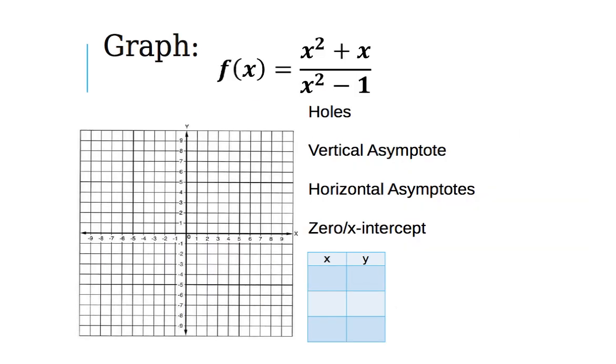All right, we've got one more example for you guys to try out here before moving on to your homework. This one is f of x equals x squared plus x divided by x squared minus 1. So write this down, work it out on your own, and then we'll go through the answers together.